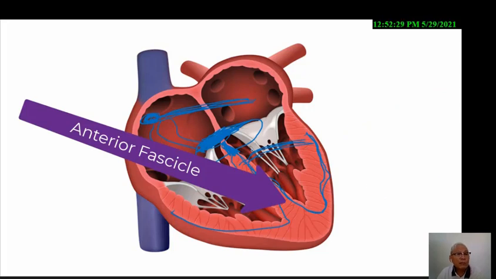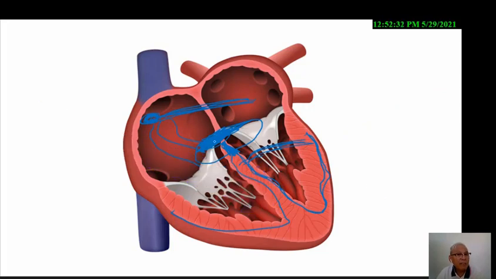So the electrical movement now, again, from the AV node goes into the bundle of His. From the bundle of His, it splits into the right and also into the left bundle branches. Now, once this electrical energy arrives at the ventricles, it must penetrate the thickness of the ventricles.